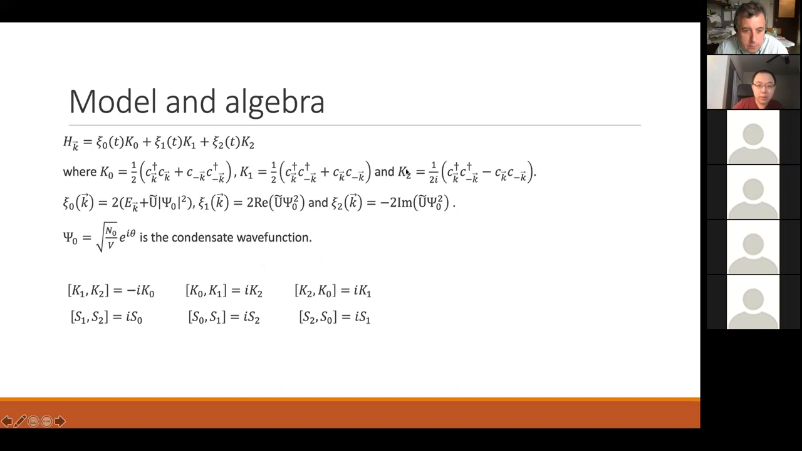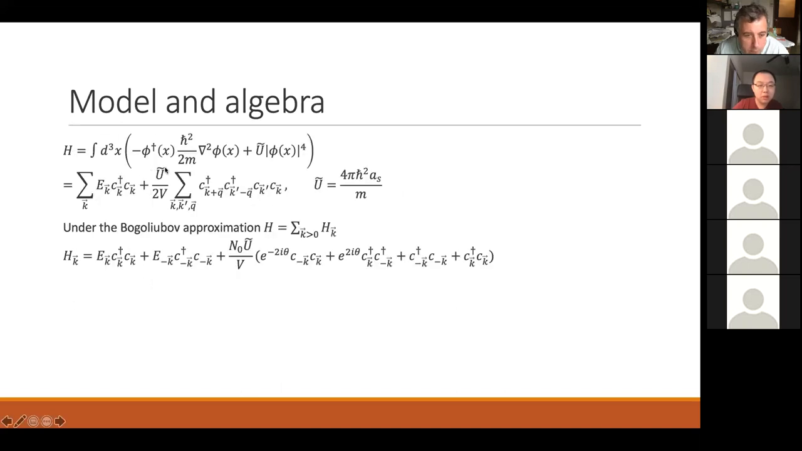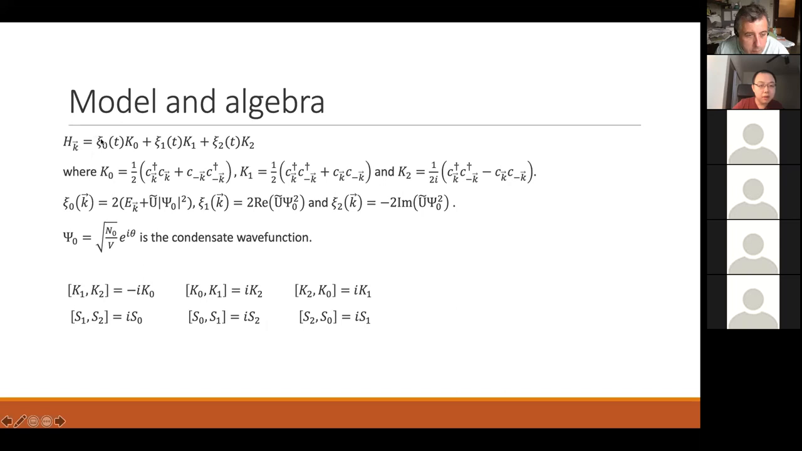So one can check that those three operators will satisfy the SU(1,1) algebra, and actually this algebra should be the starting point for us to give a geometrical representation of the quantum dynamics in those modes. So as we mentioned before, here we put the condensate wave function, the order parameter, into this psi zero, and for this model we considered here the coefficients zero, one and two are given in those forms.